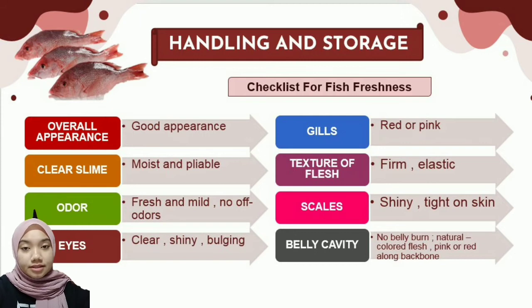Fourth, eyes. The eyes are clear, shining, bulging. The gills are red or pink. The texture of the flesh is firm and elastic, and the scales are shining and tight on the skin. Last, belly cavity. The belly cavity has no belly burn, natural color, and the flesh is pink or red along the backbone.